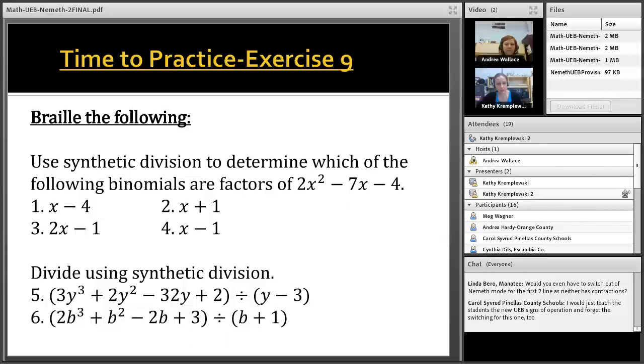So notice in this one you have a Nemeth equation at the end of the directions, and then you go straight into Nemeth for the problems. We'll give you guys a few minutes before we go over the answers. Or just a minute.